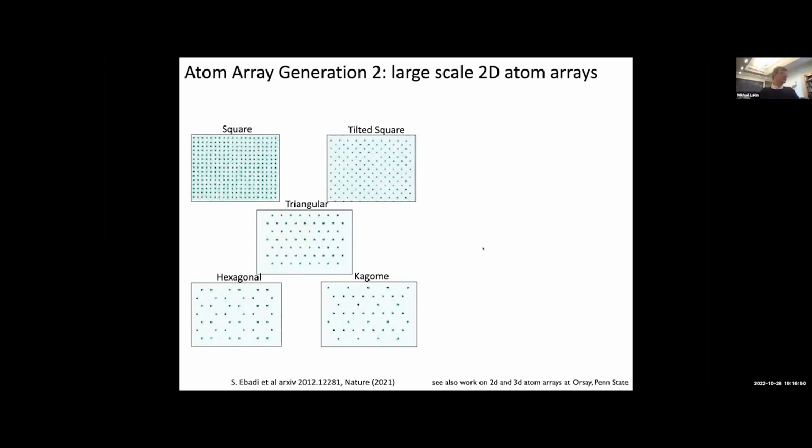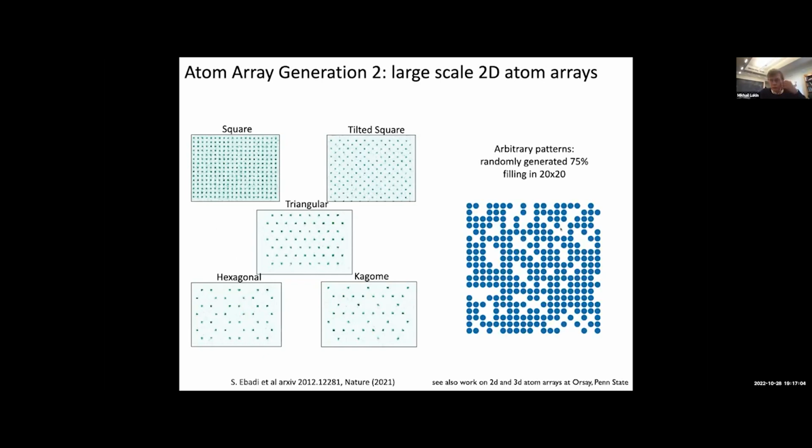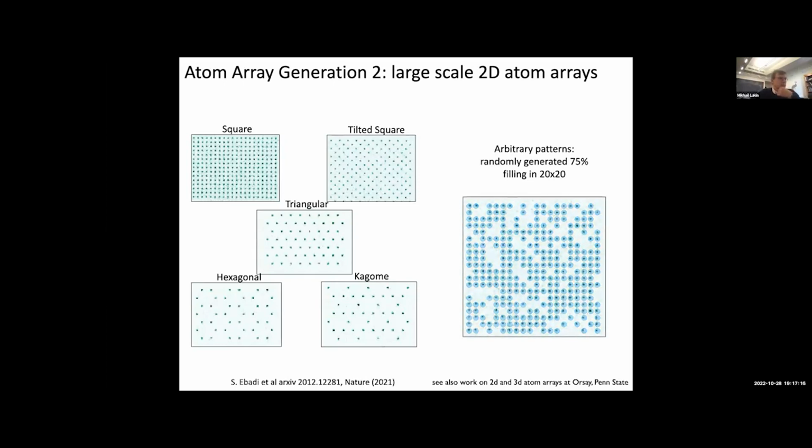In generation 2, what we create are large scale 2D arrays, with system sizes up to about 300 atoms. These are with different ordered lattices, and here is an arbitrary pattern. This will be important in the following part of my talk. So you program where atoms should be sitting, you press a button, and you see the atoms. As I said, we start with about 600 traps filled a little more than 50%. So we have about 300 sorted atoms.